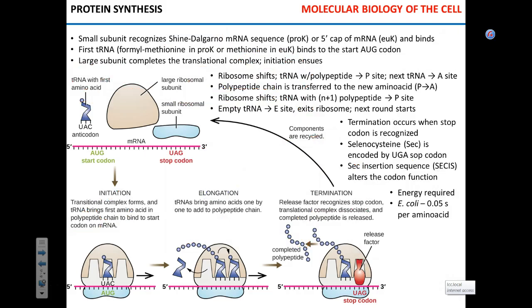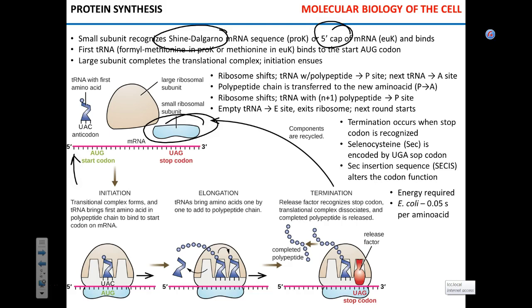Now the protein synthesis. In both eukaryotes and prokaryotes, protein synthesis starts when the small subunit of the ribosome recognizes a special sequence in the mRNA. In the prokaryotic one, the sequence is called the Shine-Dalgarno sequence. In the eukaryotic, it's a special structure at the 5' end of the messenger RNA called the 5' cap. So the small subunit binds to this starter sequence.